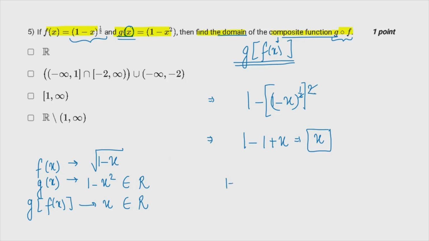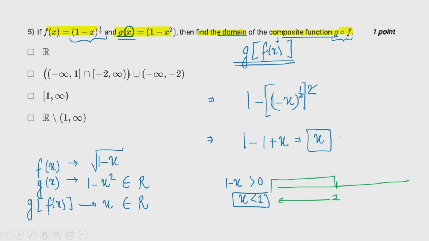Therefore, our 1 minus x should be greater than, basically it has to be positive. Okay, for it what I have to do is that x has to be less than 1. Therefore, what timeline I am getting for this is that one is the whole real number line and the value of x should be smaller than 1. So basically the answer, or the domain of the composite function g of f, will be minus infinity to 1.